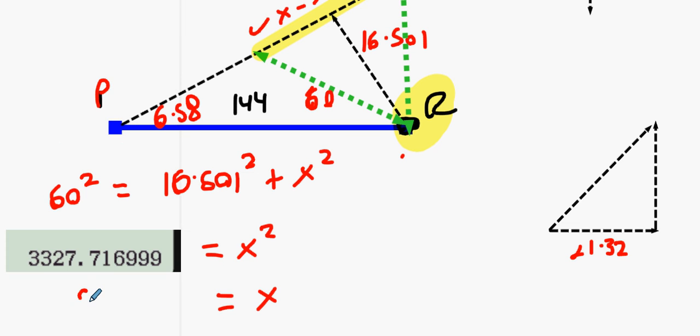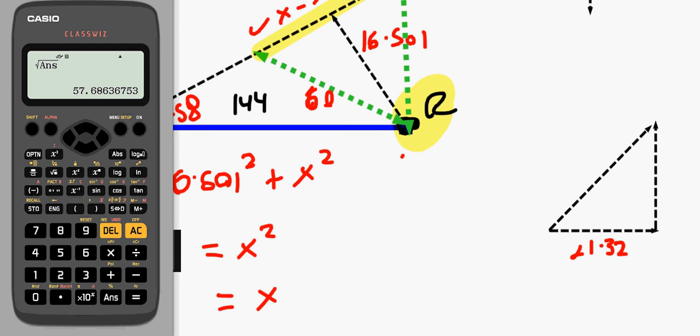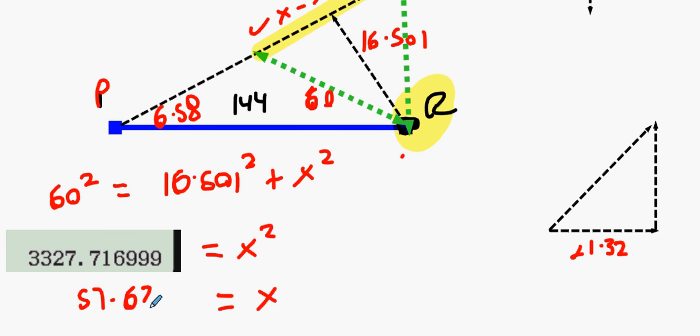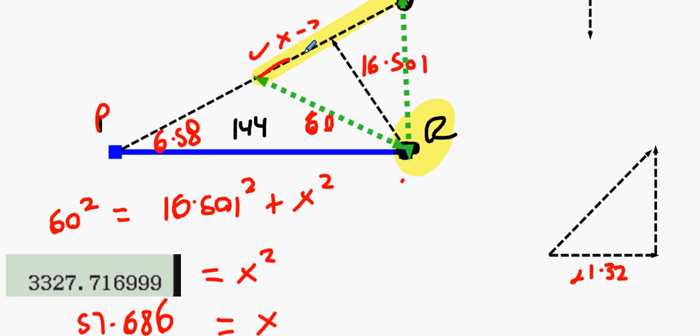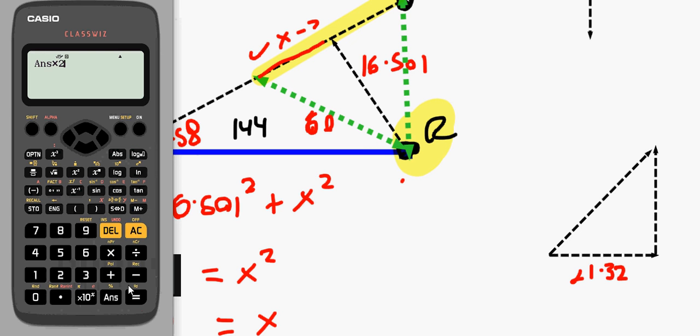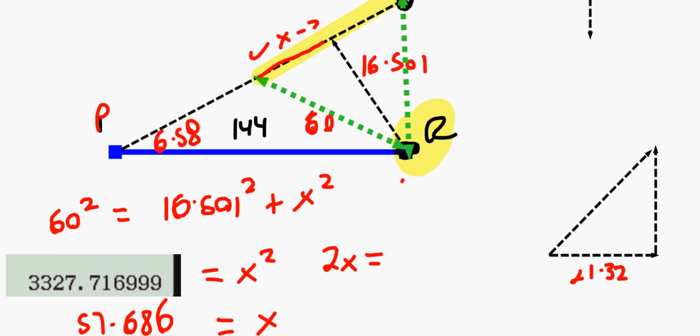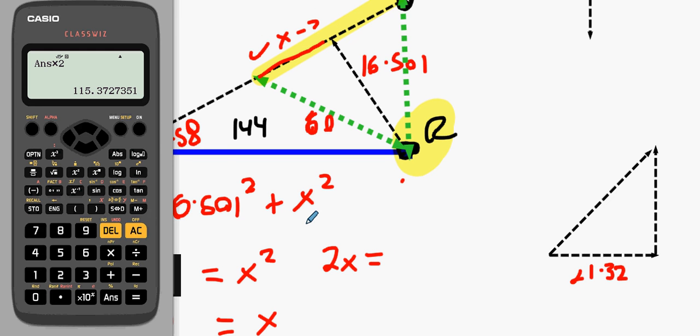57.686. Now, if I square root that, oh sorry, I've already square rooted it. Now, that is the distance from here to here, but I need to double that. So I'm going to double down, multiply by 2. And I'm going to say that 2x equals 115.373.